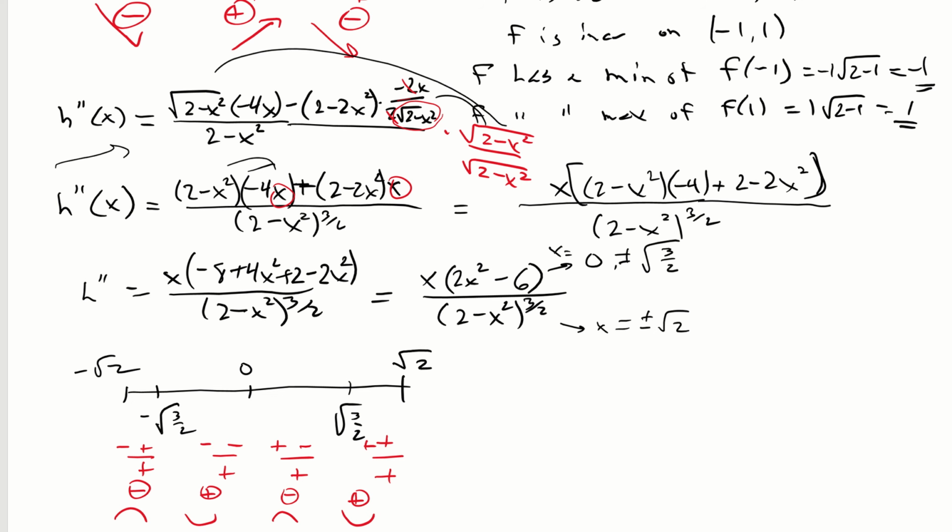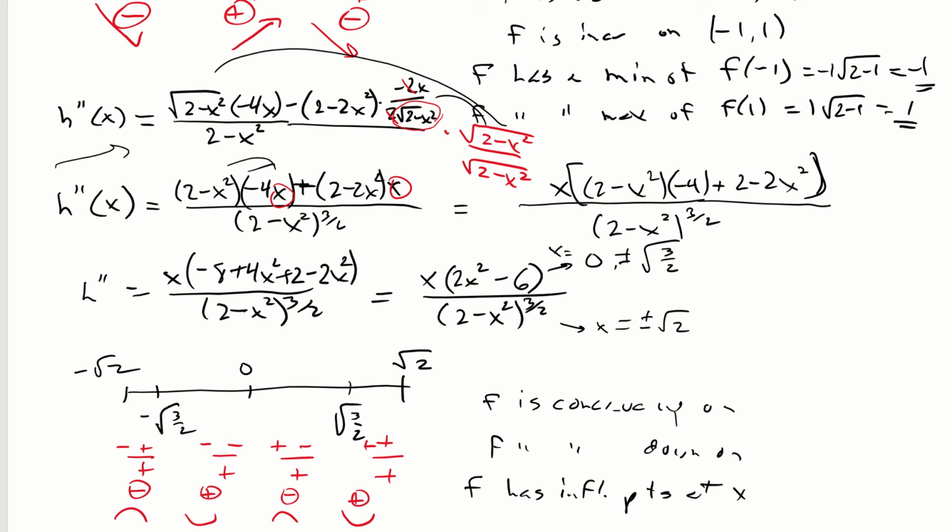So you have to write all this stuff out. F is concave up on, F is concave down on. Do we have any inflection points? Yeah, we do. F has inflection points at, there's a down, up, down, up. Yeah, there's 3 places, at x is equal to plus or minus radical 3/2 and also 0.